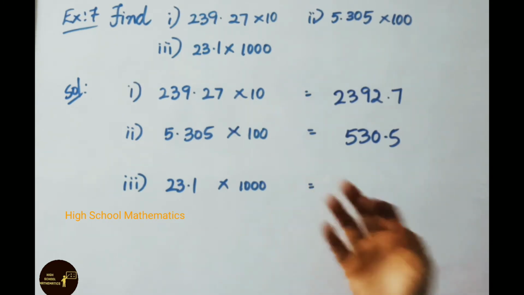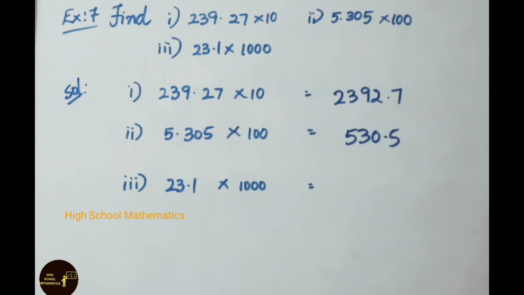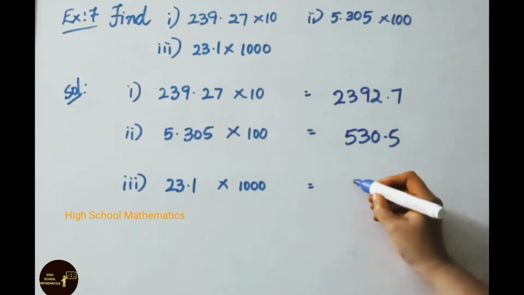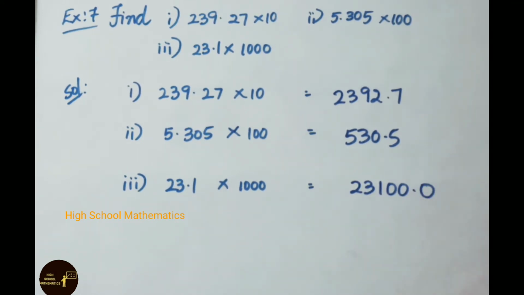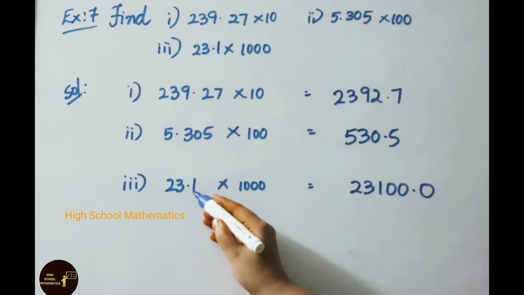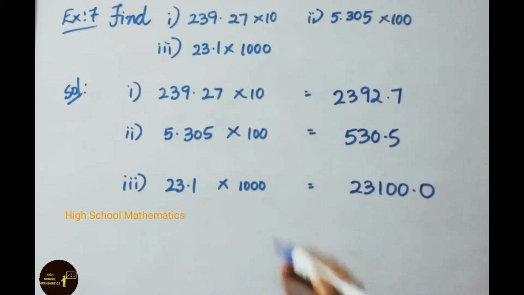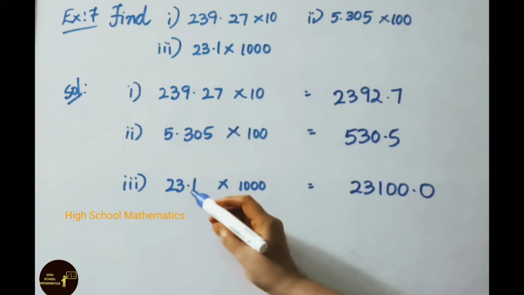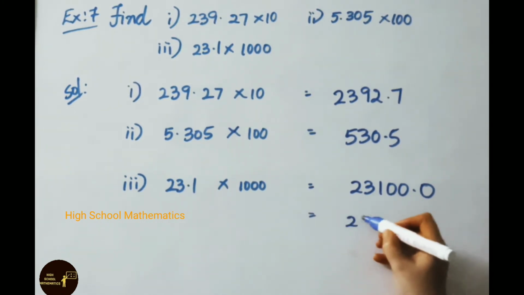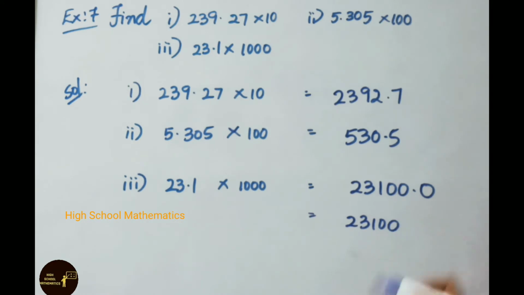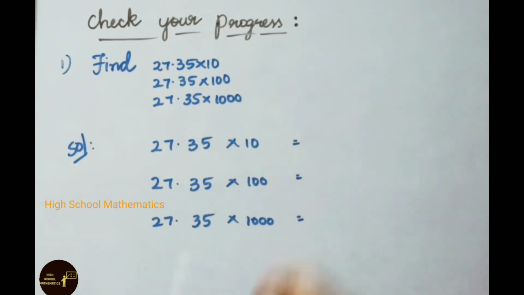So multiplied by 1000 means we have to shift the decimal point 3 places towards right side. So write down 23100.0. So after the decimal point only one digit is there, but we have to shift 3 places. So what we have done is we added 2 more zeros and shifted the decimal point 3 digits after. So the answer is 23,100.0. That is nothing but 23,100. See now check your progress.